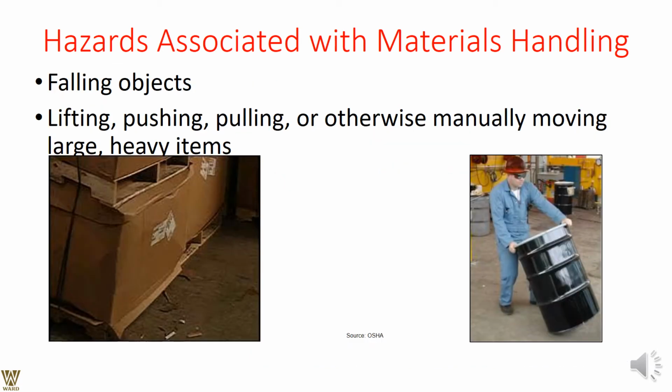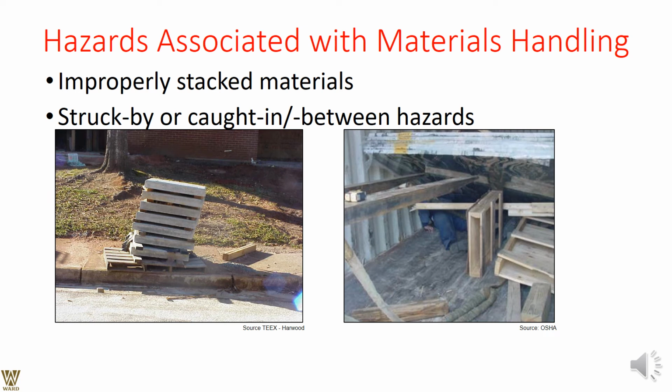We will be talking about events that can fall like lightning. It's a falling object, the pushing, the pulling, otherwise manually moving large loads. This is what we are looking at as manual pulling. We'll talk about improperly stacked material. This is bound to fall down at any point of time, right? Look at the slanting nature. It is so because a weaker beam has been put forward, being struck by or probably caught in between.